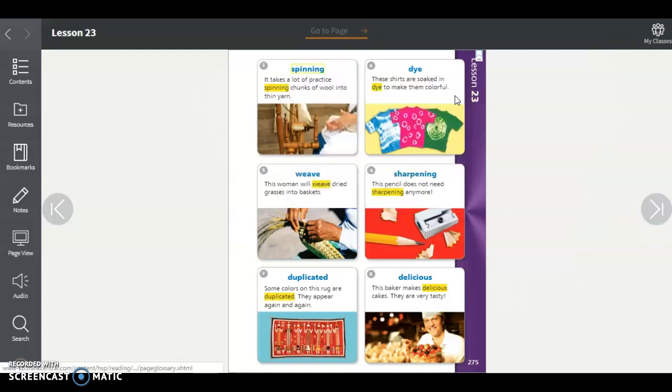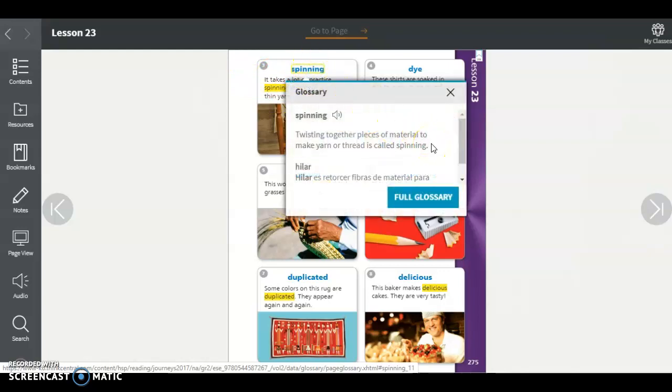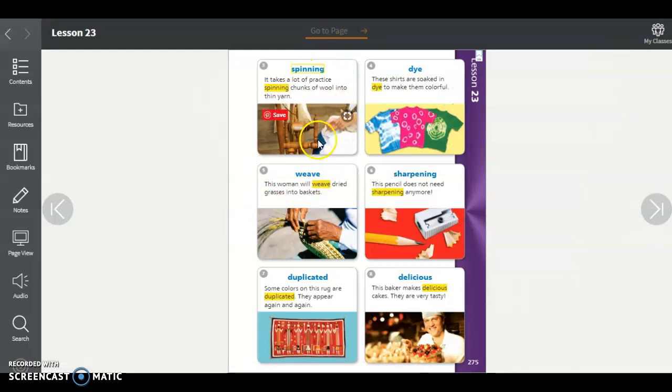So spinning is the action. An action is a movement of twisting together pieces of material to make yarn or wool or thread. So it's the action of twisting things together. Can you show me a spinning motion you would use to create? Do you see how this lady is spinning the wool? Can you show me how you would spin?